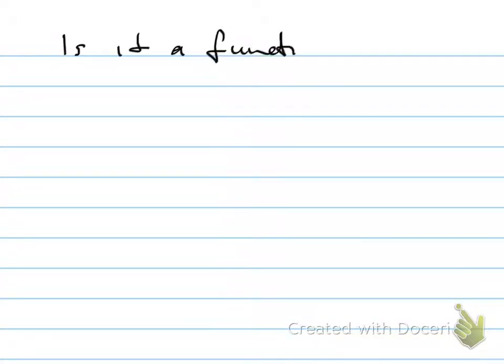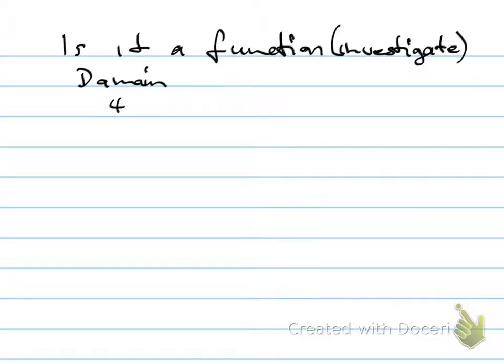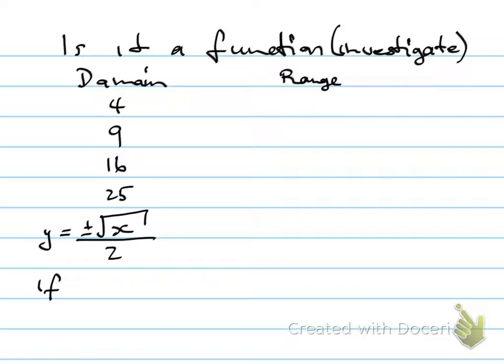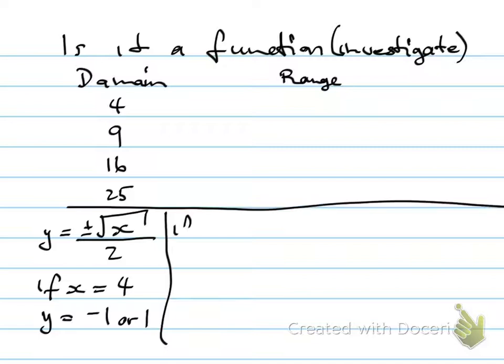So they ask, is it a function? You see that that one is not a function at all, right? Remember, let's use the domain and the range. We substitute the values of the domain into our function. If x is equal to 4, what is y? y will give us two values, -1 and +1.